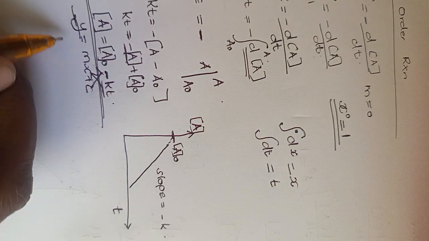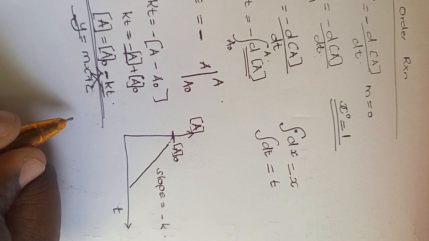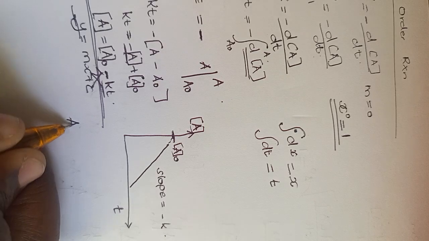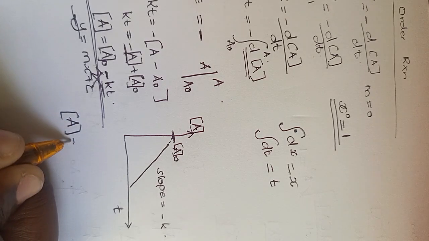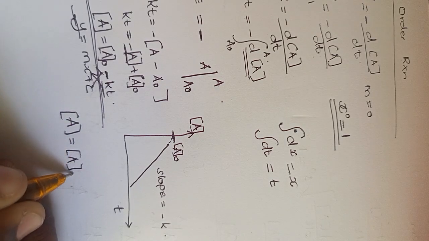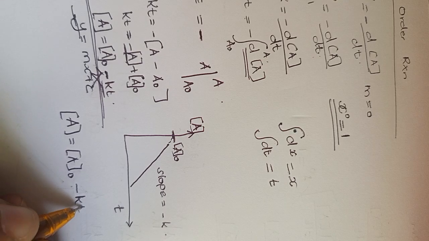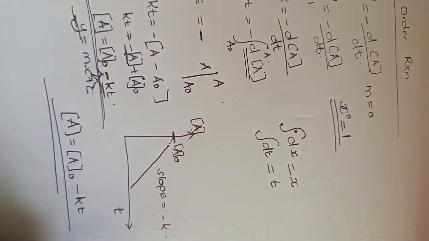I hope you understand. So the zero order reaction will be: concentration of A is equal to concentration of A naught minus Kt. Thank you.